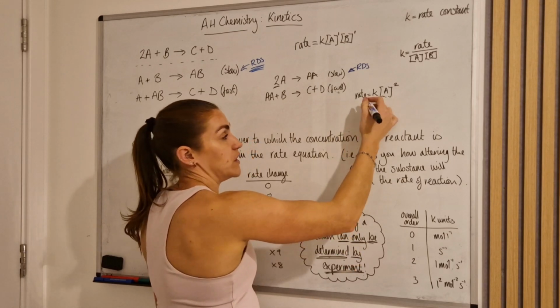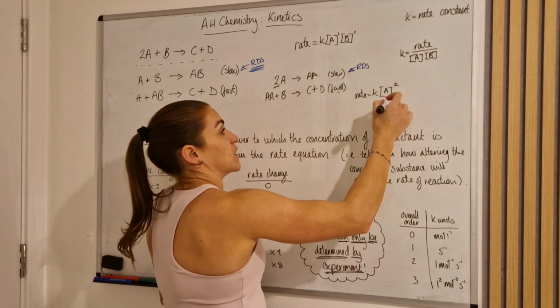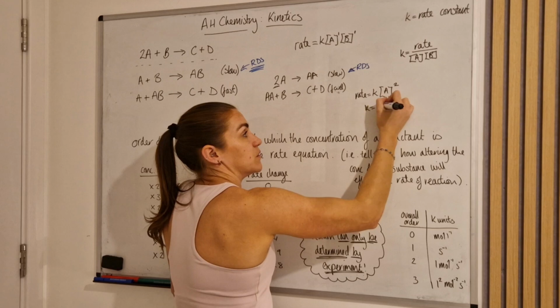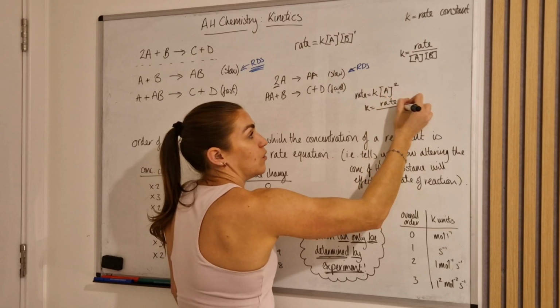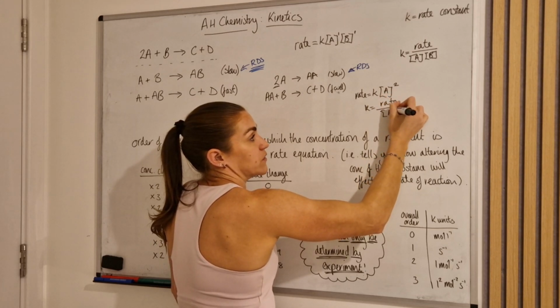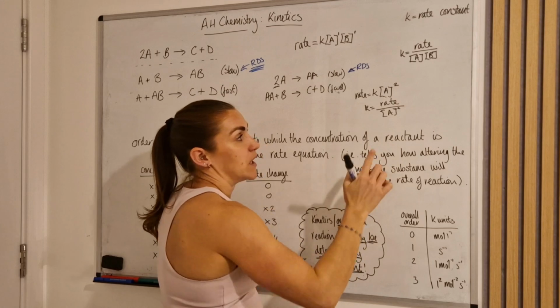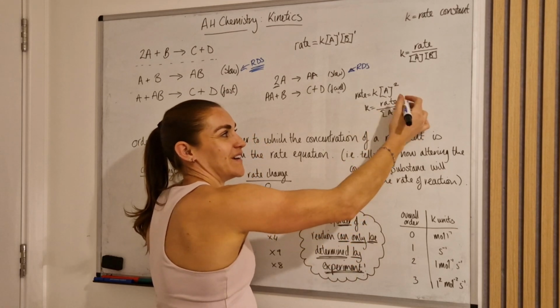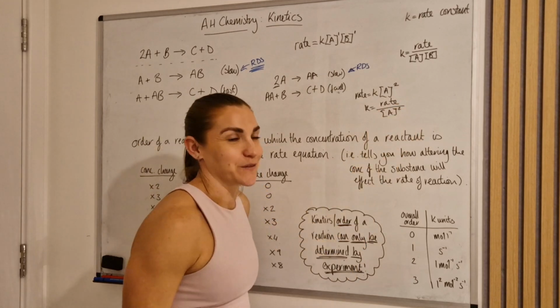For this one, if we were to rearrange it, so we'd write our rate equation, we have then K equals the rate over the concentration of A squared. And just remember to square the concentration, because I always forget to do that.